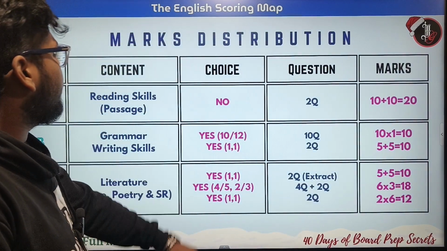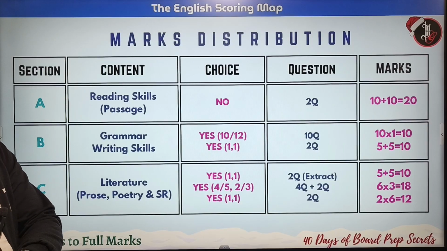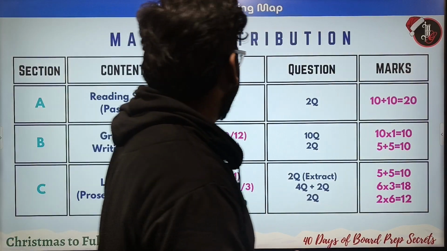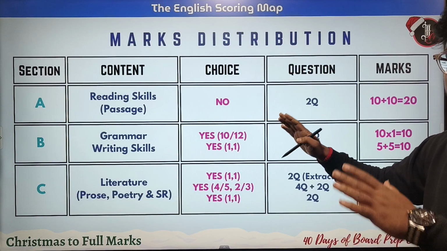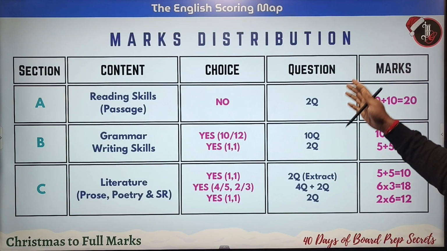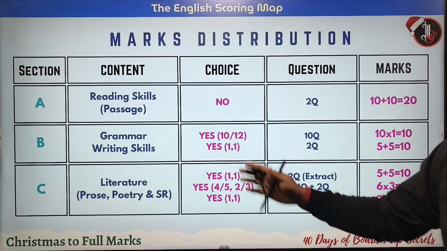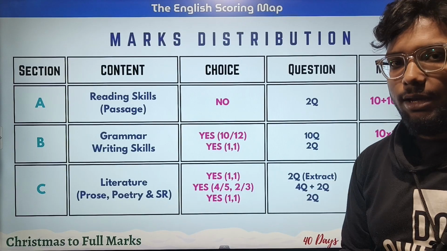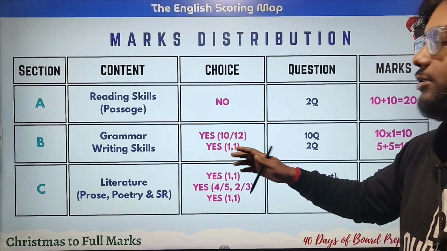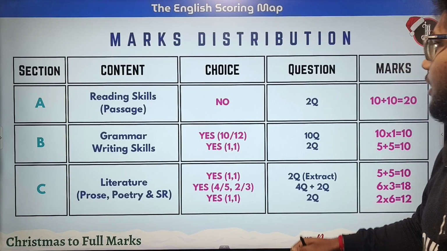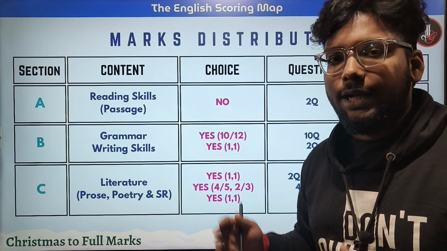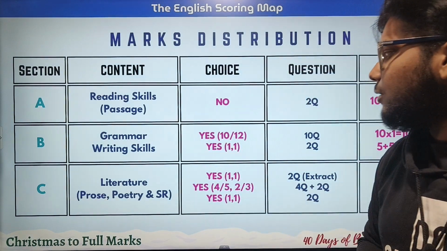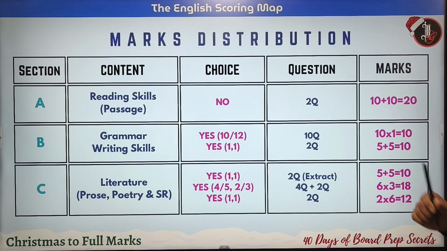Okay, so this is the section which tells us about the marks distribution in the exam. Here we can see the content, the choice, whether you have any choice of questions or not, then the question and the marks. In the first section we have the reading skills, that is the passage. You will get no choices over here. You will get 2 questions of 10 marks each, so this makes 20 marks in all. And then we can go to the grammar and the writing section, which also contains 10 and 10, 20 marks.